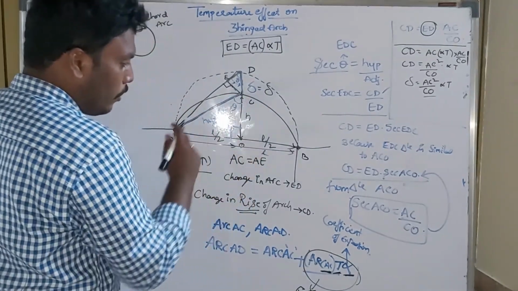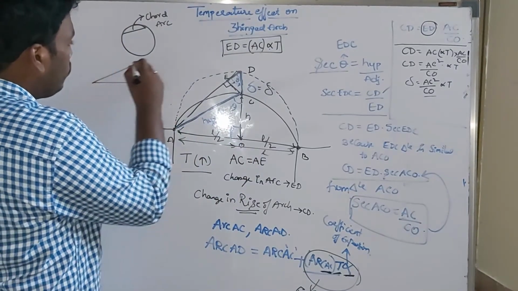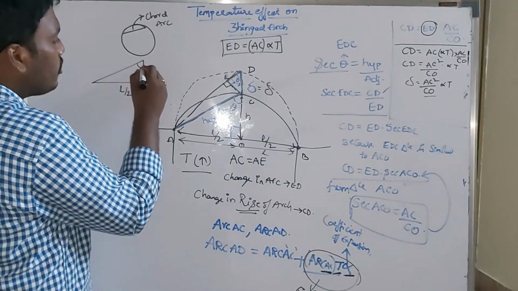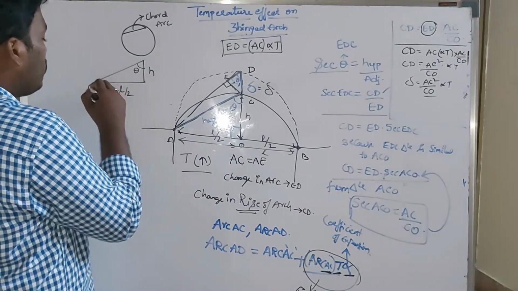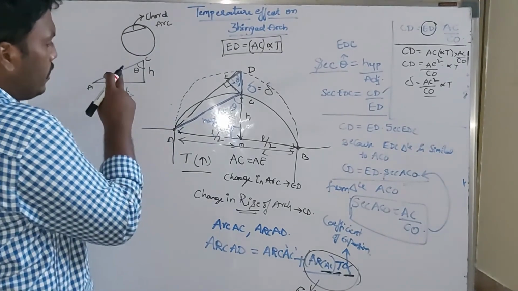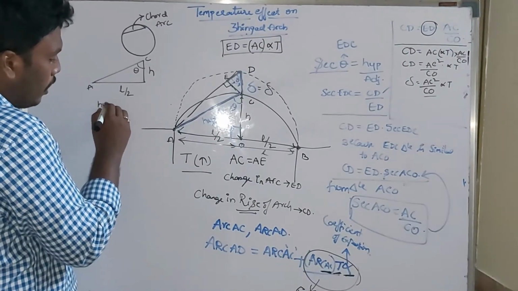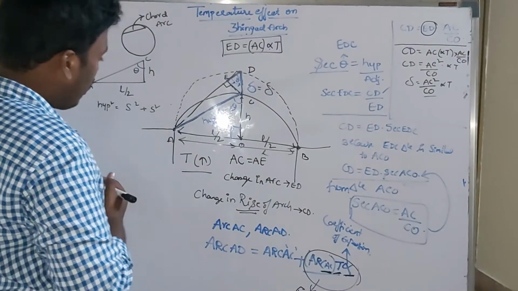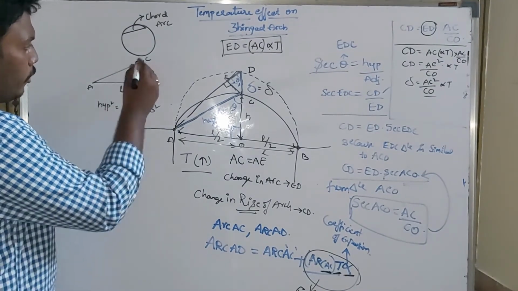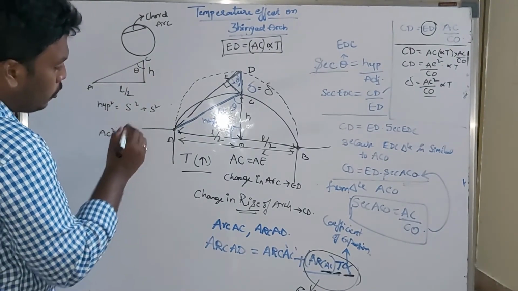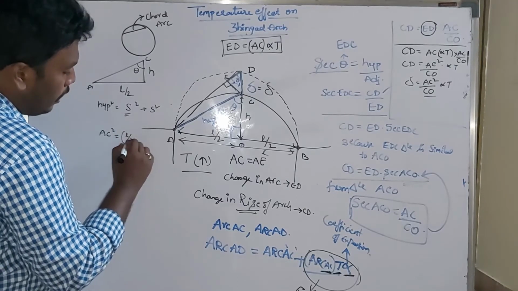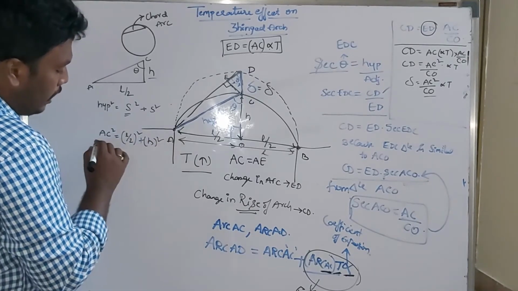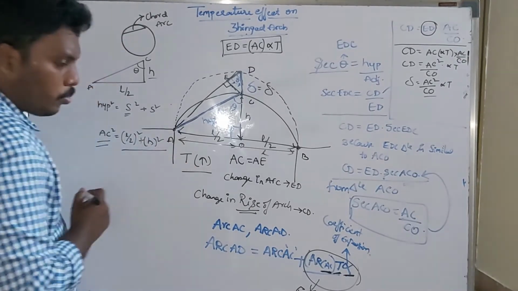So using this triangle, observe once. This is H, this is L by 2 and this is theta, and this is A and this is C. Because this is the hypotenuse, hypotenuse square is equal to side square plus side square. This is the general right angle triangle formula, you know. So AC square is equal to L by 2 square plus H square.